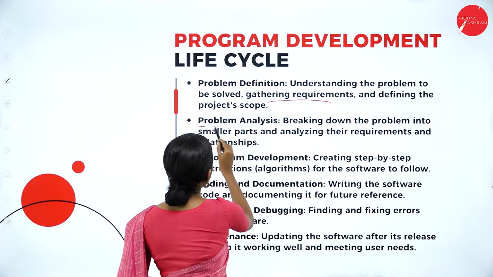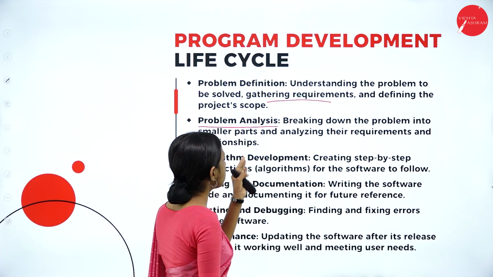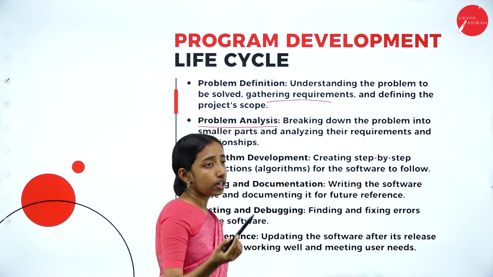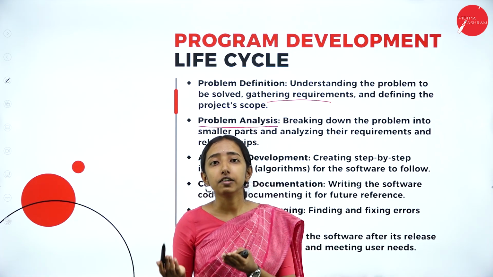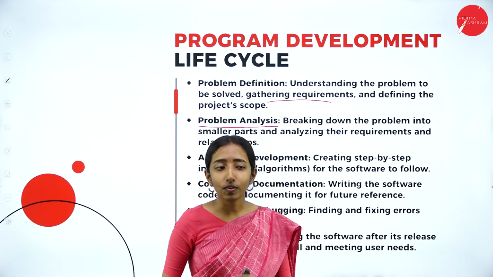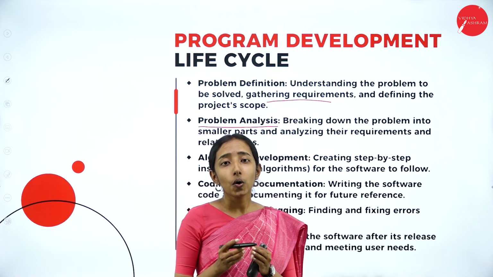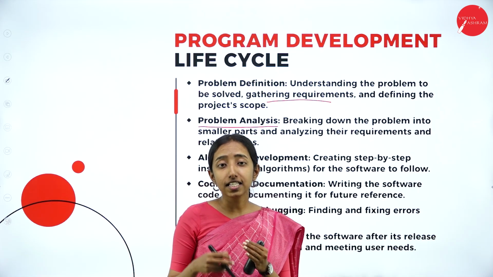Next, problem analysis: breaking down the problem into small parts and analyzing their requirements and relationships. Again, addition of two numbers can be done in different ways. We can do it directly, we can use a function, we can use a class and objects. So we should make an analysis. Which one is easier? Which takes less time?